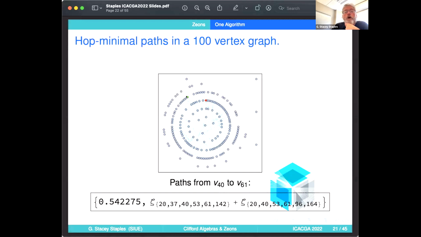So I'm looking for all shortest paths from the green one to the red one in this picture. And there turns out there were 2 of them. And this is a pretty sparse graph. So it actually took a little bit longer than you might expect, but it took half a second, which is still pretty decent for a 100 vertex graph. And to recover all, this is 5 steps from V40 to V61, and they occur on these vertices in the graph, this one and this one. And those are the only 5-step paths from V40 to V61 in this graph.